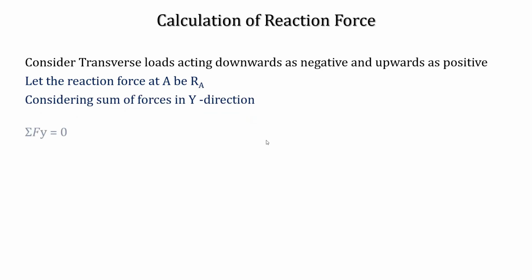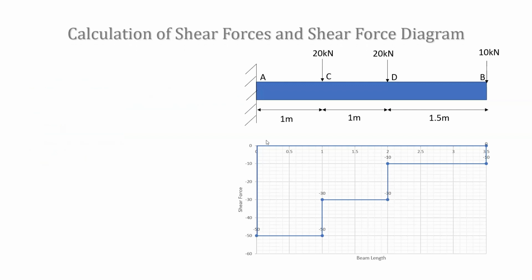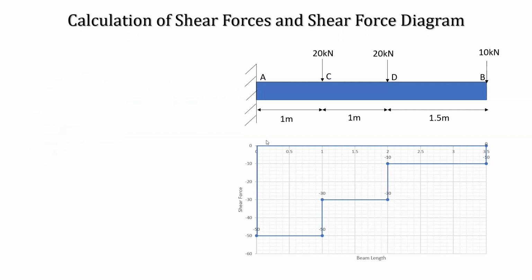Considering the sum of forces in the y direction to be equal to 0, we have the summation of all the forces in the y direction acting downwards to be negative, and the reaction force will be in the direction opposite to the applied load, so it is positive. So the magnitude of the reaction force will be equal to 50 kilonewtons, followed by the shear forces and the shear force diagram. We know that the reaction force at the end support is 50 kilonewton.